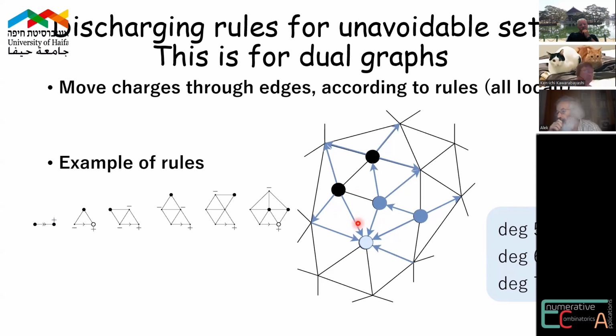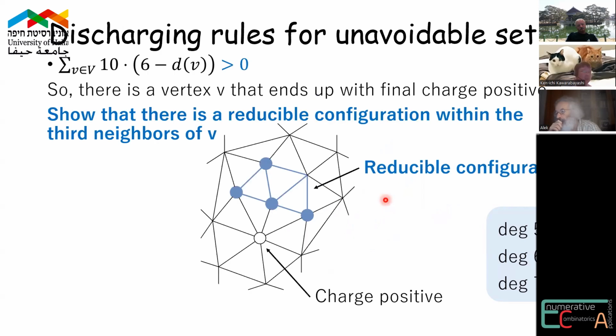So the rule is just sending a charge from each vertex. In the end, because the sum is the same and it is positive, you have a positive vertex somewhere here. For example, this is a positive guy. Then the positive vertex has the property that there is a reducible configuration within its neighborhood. In this case, you have a reducible configuration here. That's essentially the proof of the four color theorem.